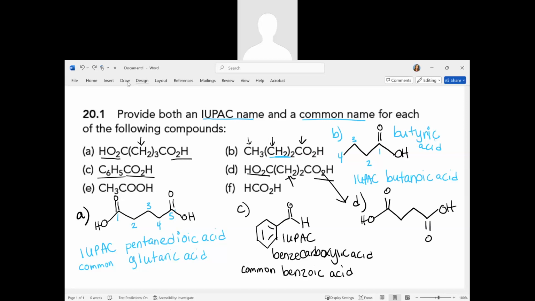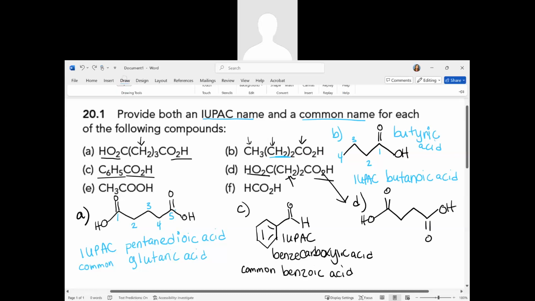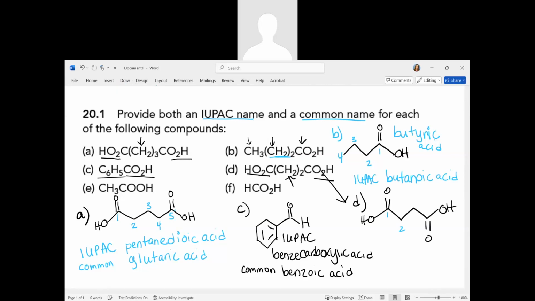Now if I was to count my longest carbon chain, 1, 2, 3, 4, what I see here is that instead of butanoic acid with a single carboxylic acid group, now my IUPAC nomenclature for this would be butane, and then dioic acid. And the common name for this, which you would have to memorize, is succinic acid.